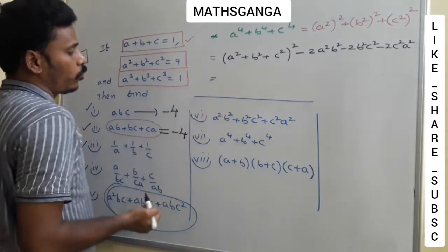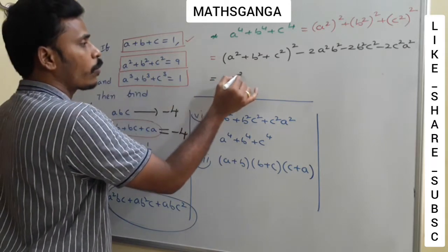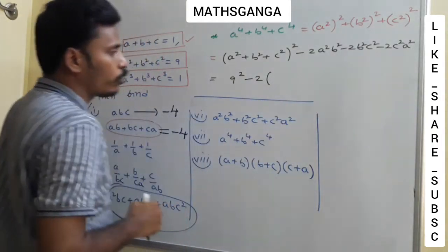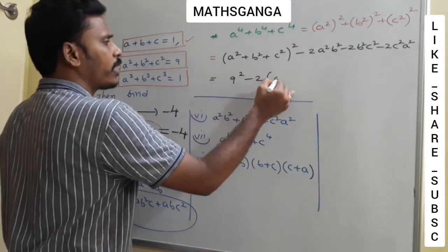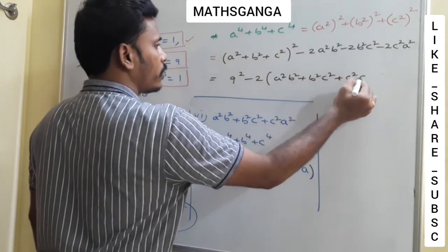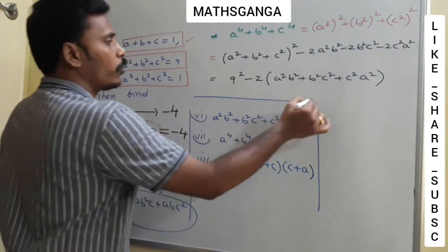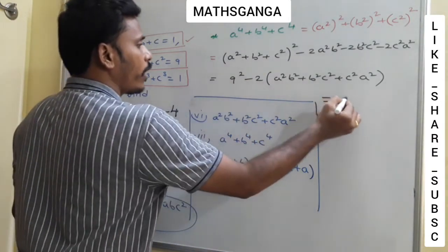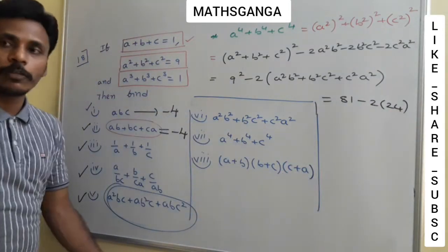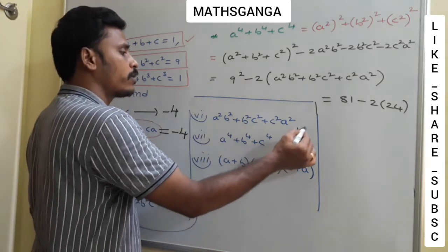And that is equal to this: a square plus b square plus c square is given as 9. So 9 square minus 2 times, if you common out minus 2 from these terms, directly I can write that as a square b square plus b square c square plus c square a square. We found it as 24 in the 6th one. Okay, then this is nothing but 9 square is 81 minus 2 into 24. So if you simplify it, you will get this particular value. So there ends this a power 4 plus b power 4 plus c power 4 also.